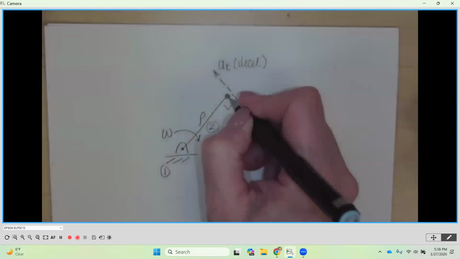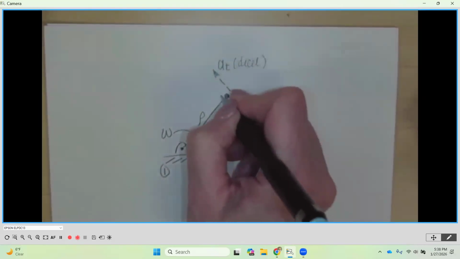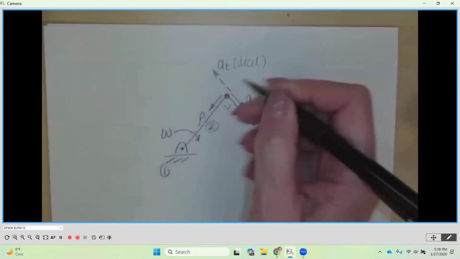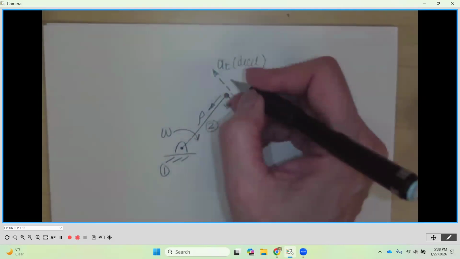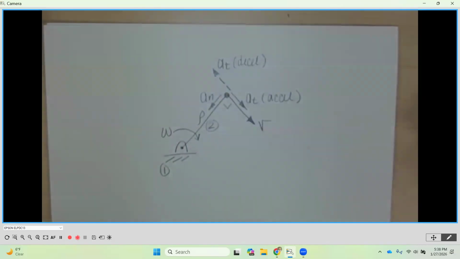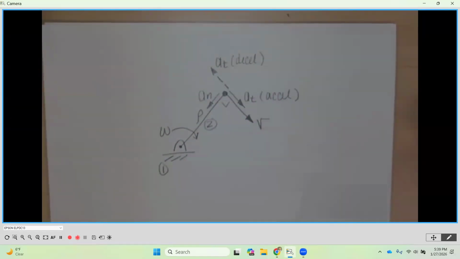Now, direction of the normal. The normal is always going to go from the point that we're interested in, and it's going to point towards its center of rotation, which happens to be this way. So this is going to be our normal. That's always the case. This is that component of acceleration that pulls it into the curve. So when we're going around, this is the one that's keeping it in a curved path.